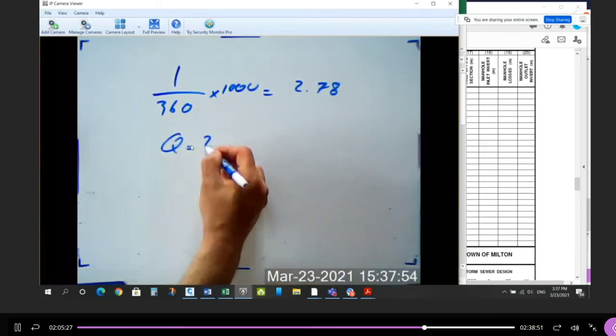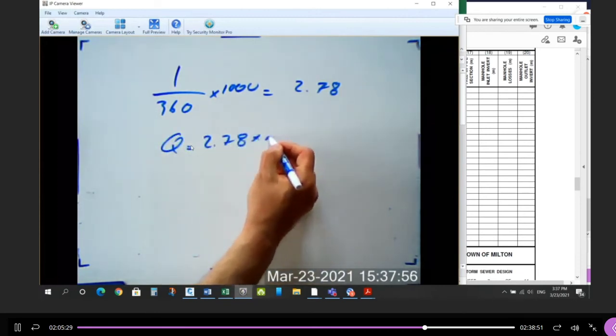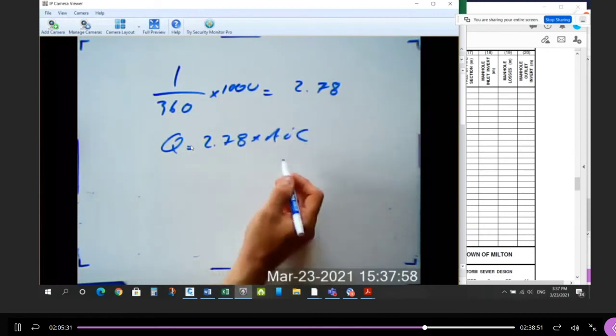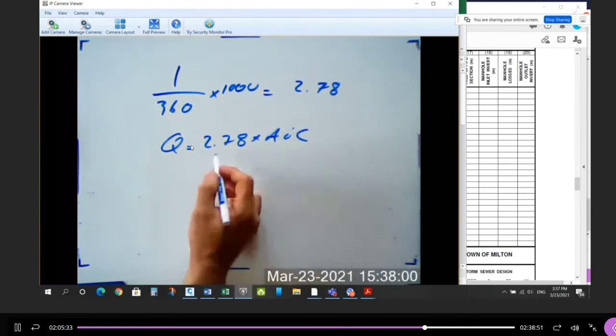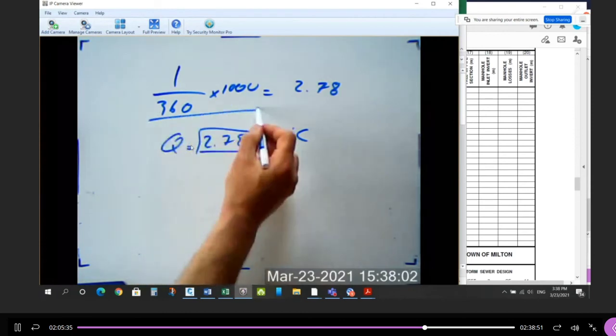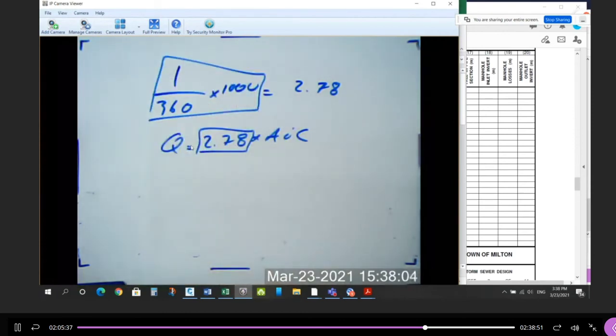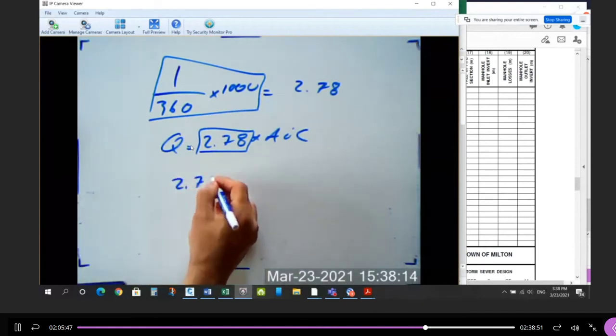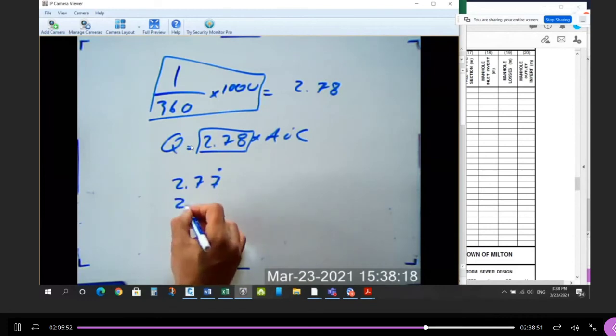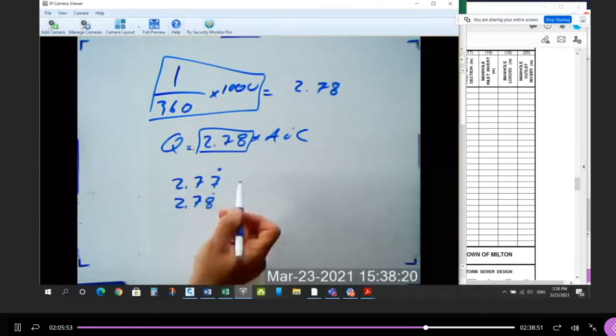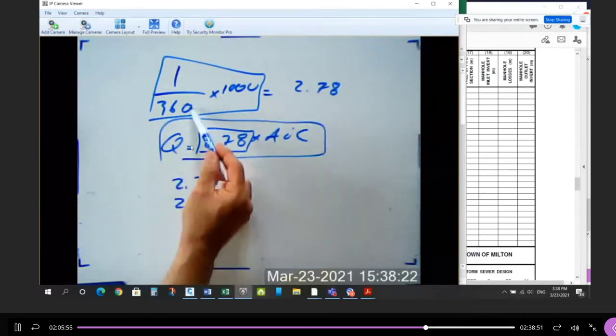So the formula, if you remember, Q is equal to 2.78 times AIC, or CIA, whatever you want to call it. Instead of using this, I use this, which is exactly the same. If you do the math, it'll give you the same value. I'll just double check it. So 1 divided by 360 times 1,000 is actually 2.77 repeating. Right? So if you round it to just 2 decimal places, 2.78. That's where this formula comes from.